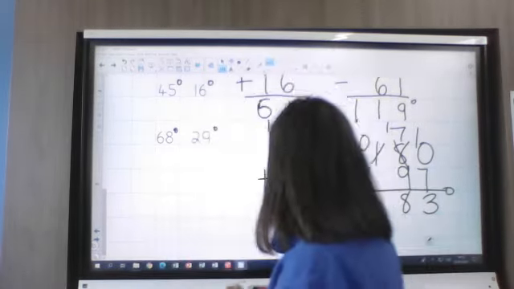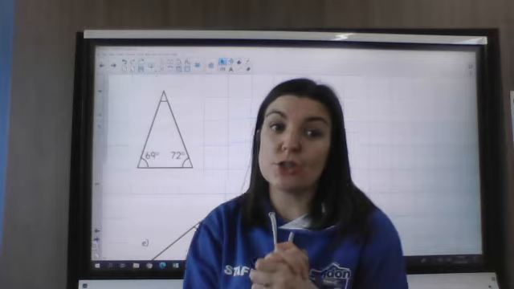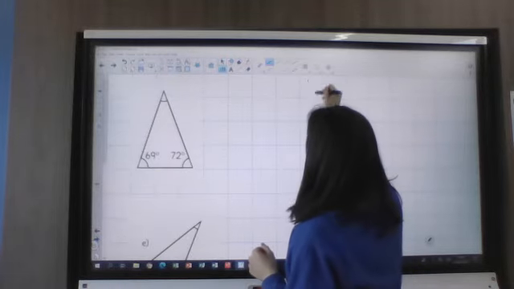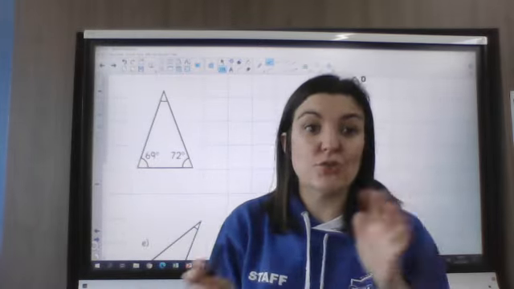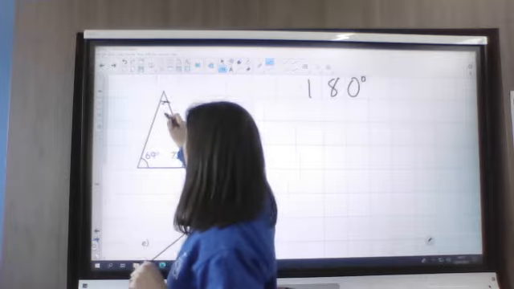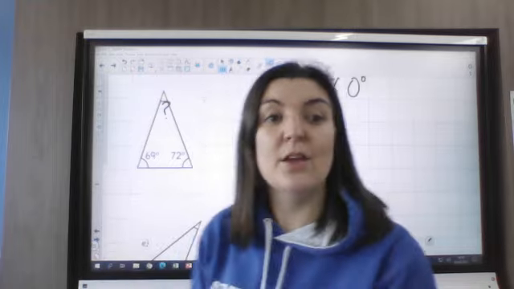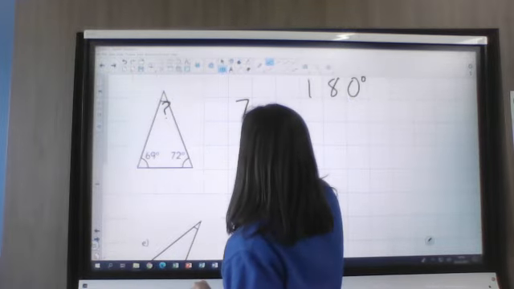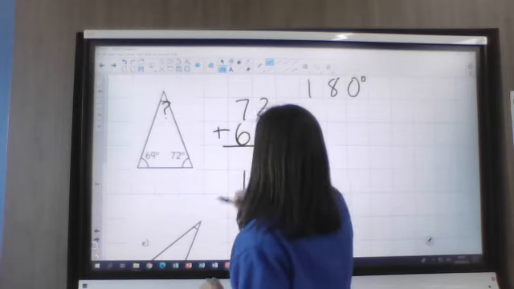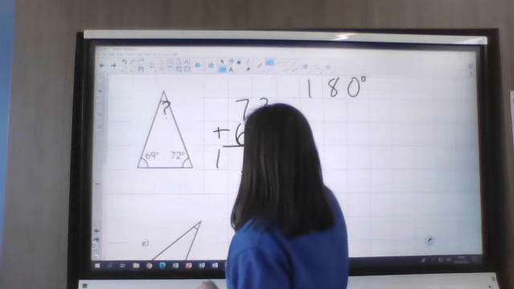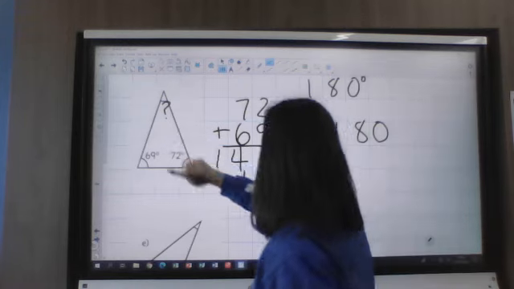Okay, now the other thing that you will need today is angles in a triangle. Angles in a triangle also add up to 180 degrees. So if you've got two angles, like on the straight line, and you want to find out the missing one, you add them together, then take your answer away from 180. So for this one, I would do 72 add 69. So 2 and 9 is 11, 13, 14. And then I would take the answer away from 180 to get my missing number.